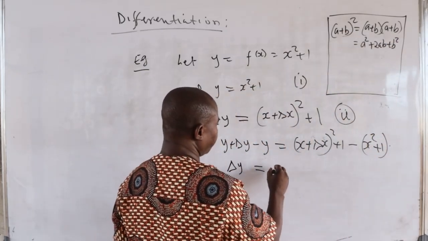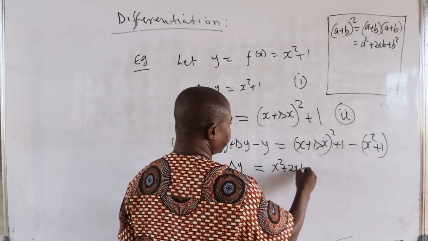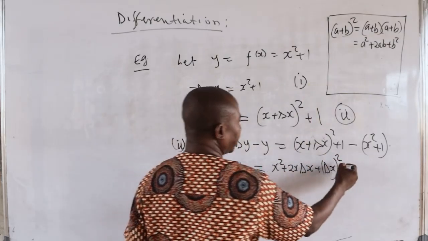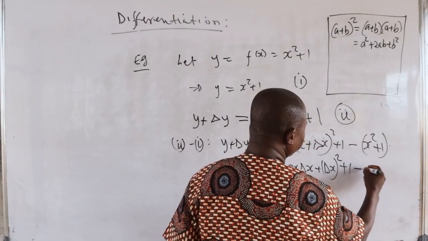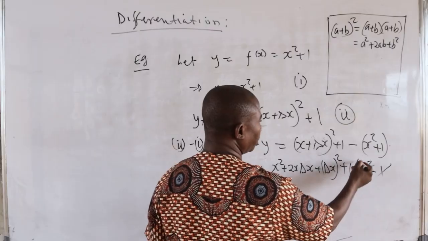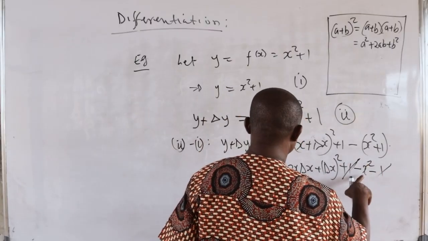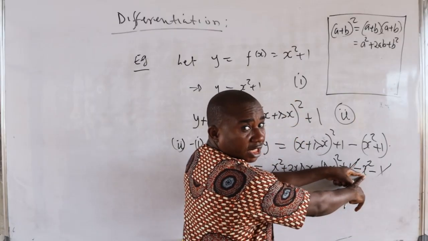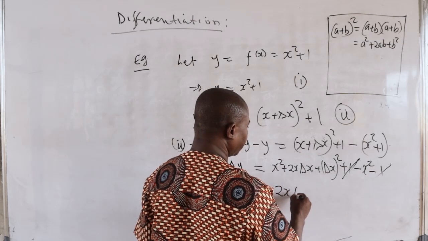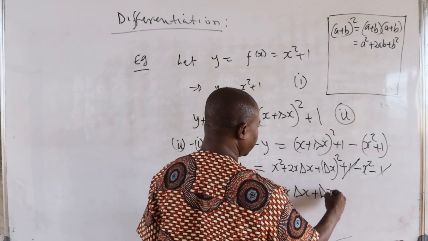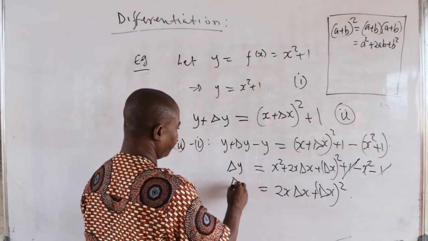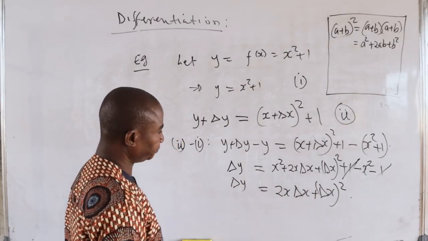If we do, this will give me x squared plus 2x change in x plus change in x all raised to power 2, then plus 1, minus, I open this bracket, I have x squared, then minus 1 also. Minus 1 and plus 1 will cancel each other, that is 0. X squared minus x squared is 0 also. So we are left with what? We are left with 2x times change in x plus change in x all raised to power 2. So change in y is this.